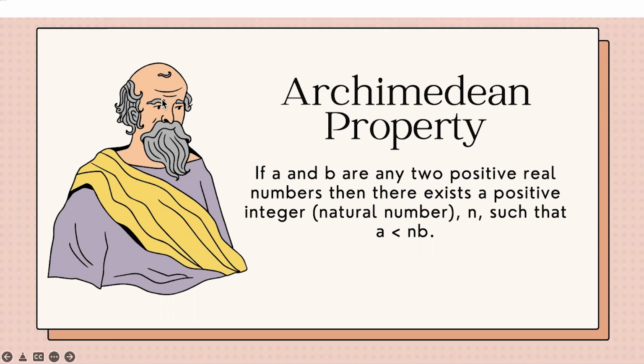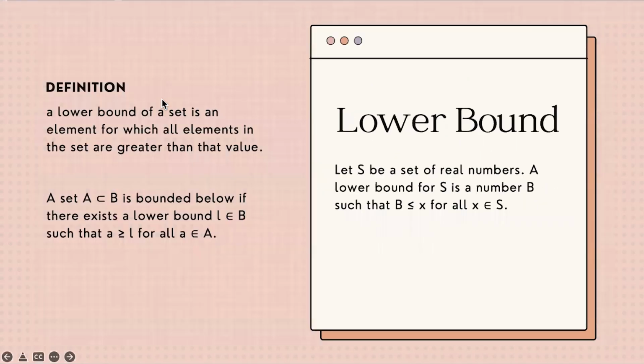Moving forward, now I will be discussing the lower bound, the upper bound, infimum, and the supremum. So let's talk about each one of them. First, we have the lower bound. A lower bound of a set is an element for which all elements in the set are greater than or equal to that value. Suppose S is a set of real numbers. A lower bound for S is a number B such that B is less than or equal to x for all x an element of S, which is the set of real numbers.